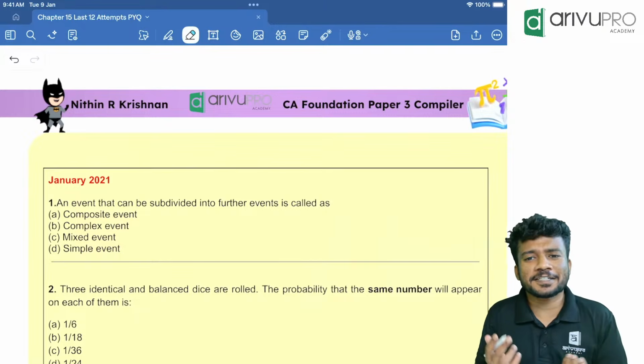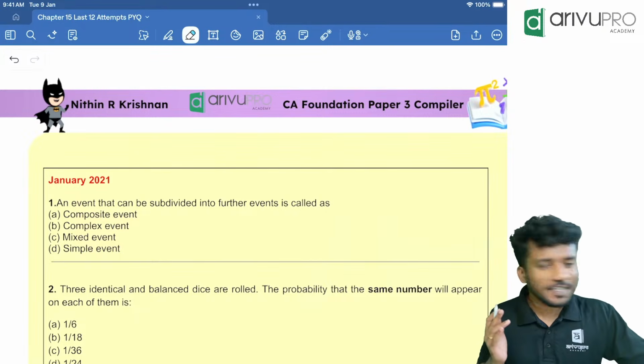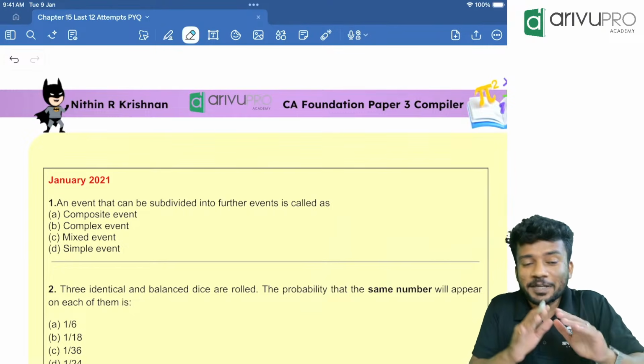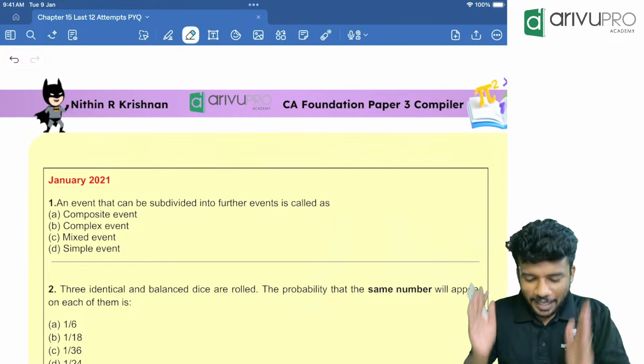Today we are going to discuss chapter number 15. I hope that everyone knows the chapter name. The chapter name is probability. I hope that many of you have studied well as of today.